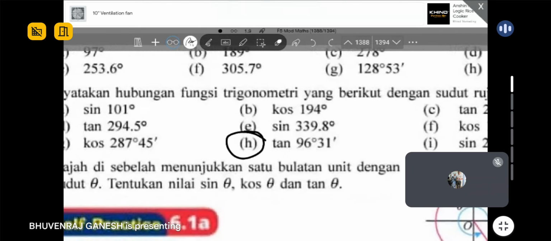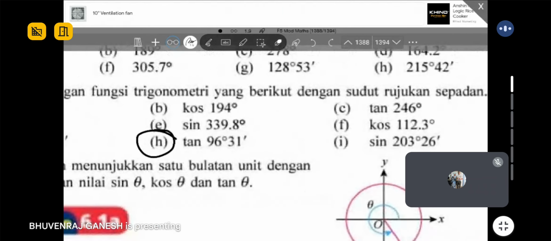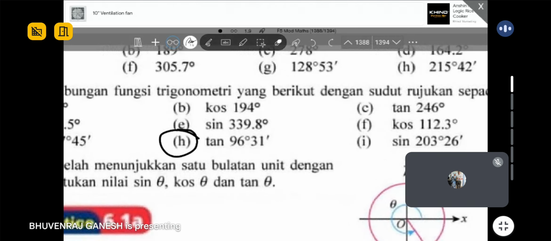Okay, so they ask you to state the trigonometry function. Just now we did it already. First of all, can anyone tell me this value in degree? How much? Berapa nilai ni dalam darjah? Cuba bagi tahu saya. I want to see whether you can convert first.